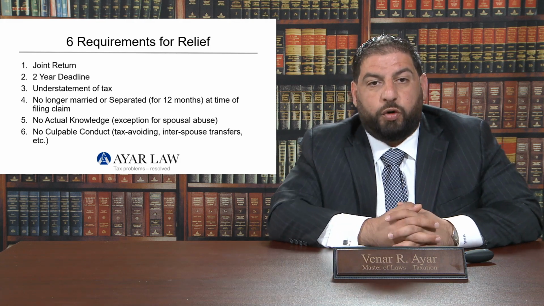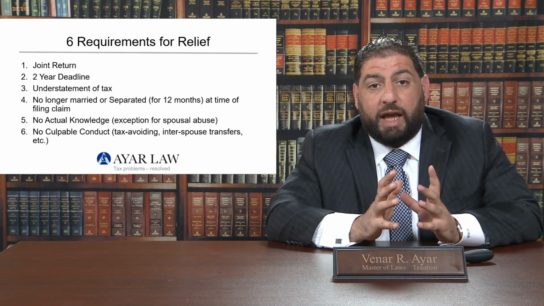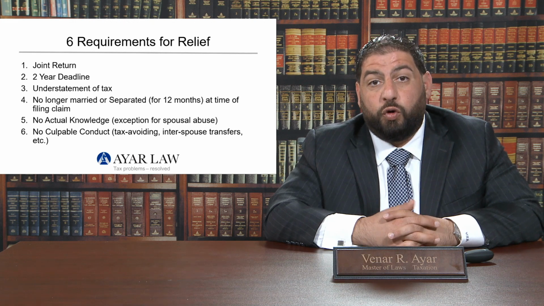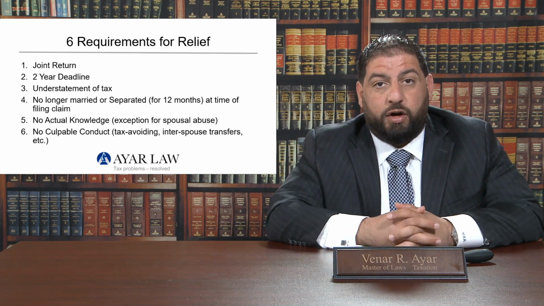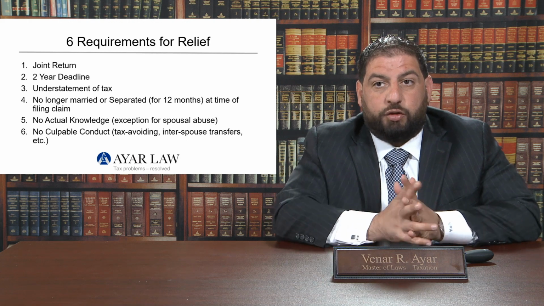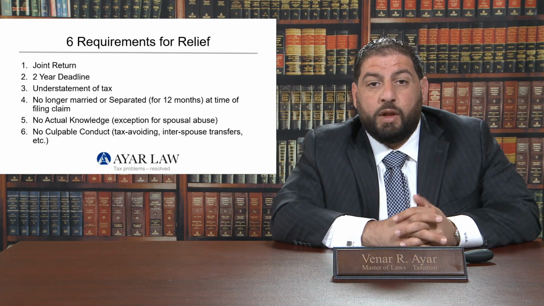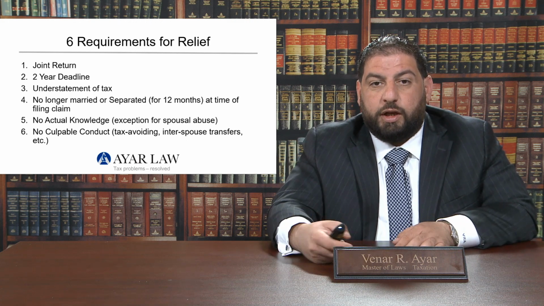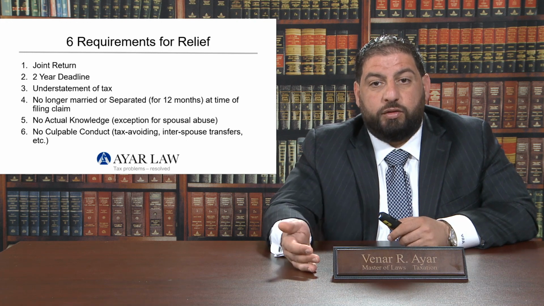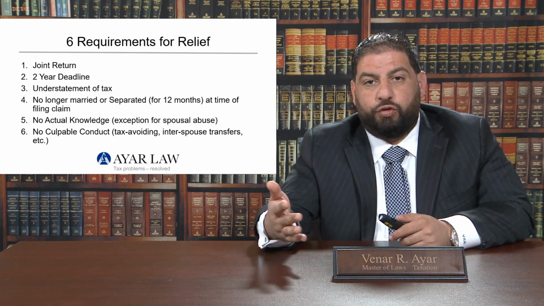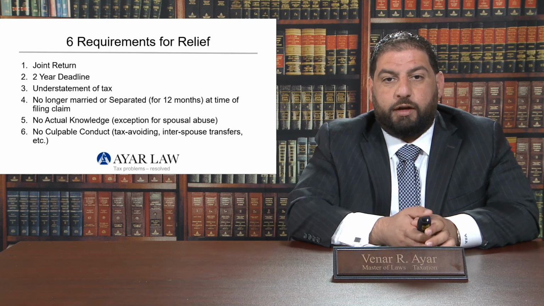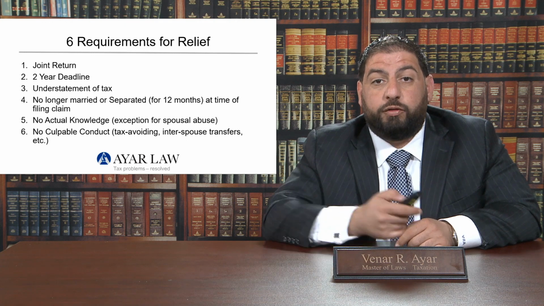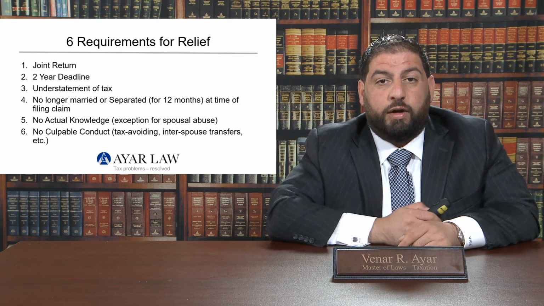You ask for separation of liability relief. Now, there is even an actual exception to the actual knowledge requirement in cases of spousal abuse. If you knew about it but couldn't say anything for fear of your safety, that is not a disqualifier. And the 6th requirement is you must not have culpable conduct. That's defined as tax avoidance, interspouse transfers, fraudulent conveyances, stuff that is quote unquote shady on the part of the requesting spouse will disqualify you from relief.